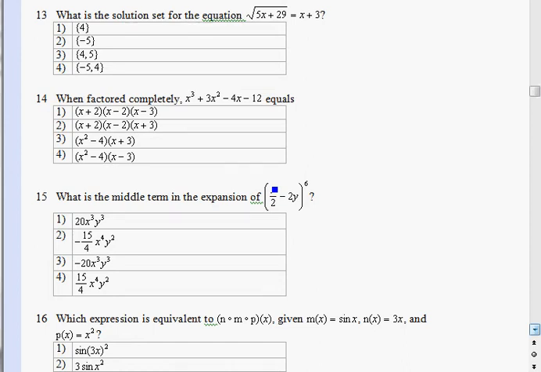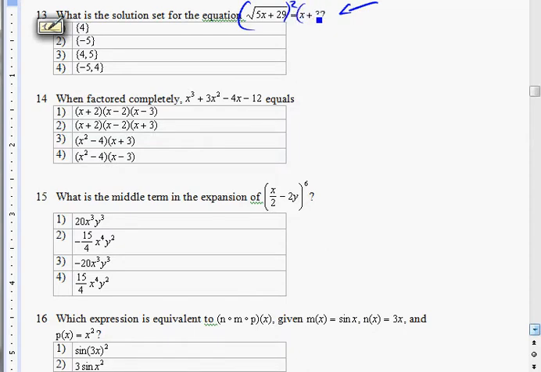Number 13. Okay, we got a long one here. We got to solve for x to find a solution. One way you can do it is just look at the choices, actually plug in each one and see which one works by plugging in numbers and getting equality. That is the quicker and easy way of doing it. But of course, you want to solve it algebraically, so let's do that.